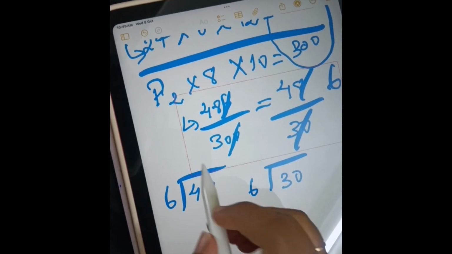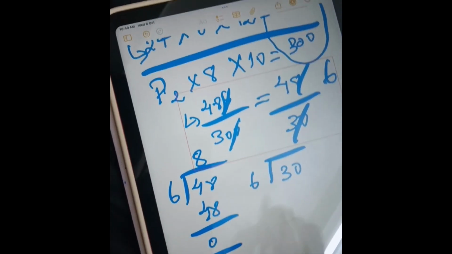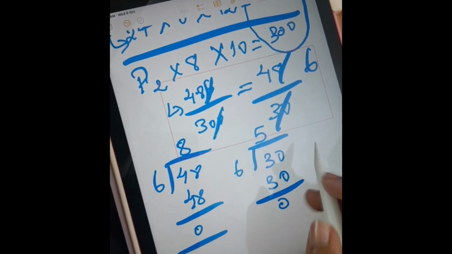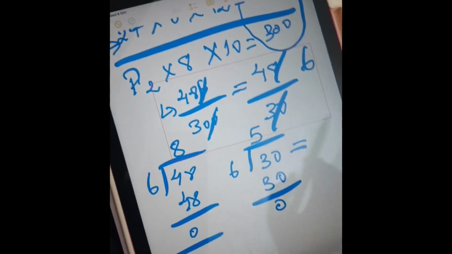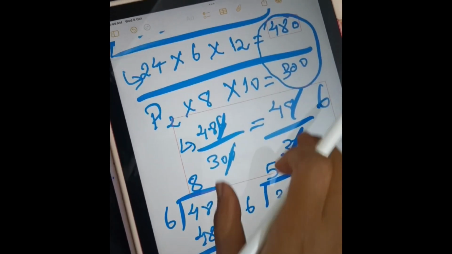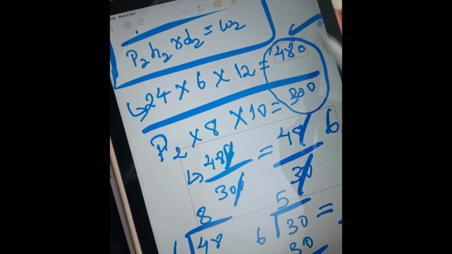Okay, so how many times in 48? So here 8 into 6 is 48. And here 5 times it will go into 30. Okay, in 6 steps. So for 48 we got 8, next for 30 we got 5. So you have simplified this and changed it into 8 by 5. Now this work is done.